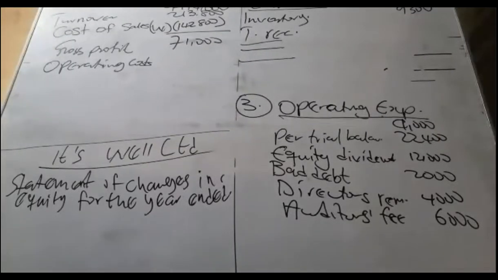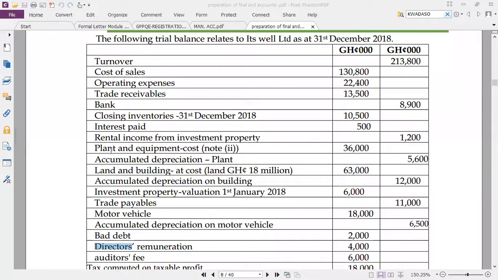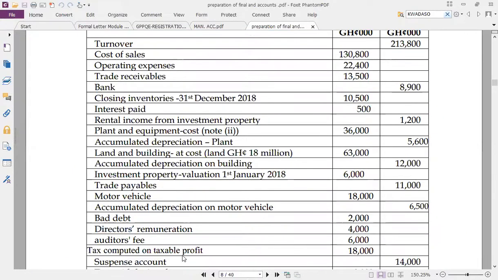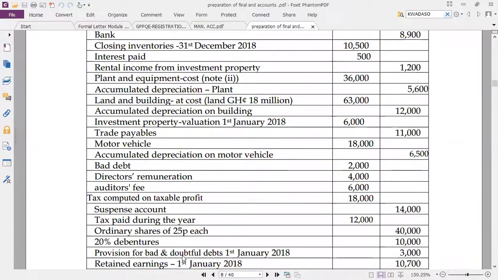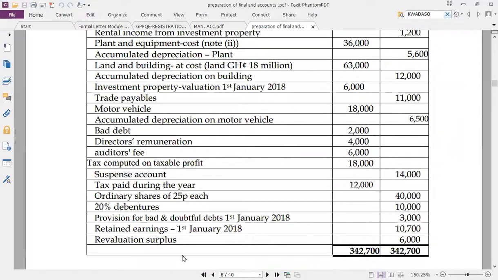Then continue with the scan, one after the other. From auditor's fee, we go to where? Tax computed on taxable profits, that one, nope. Suspense, nope. Tax paid, nope. Honorary share, 20% venture, no. Provision for bad and doubtful debts. Good. Here we only record the movement.